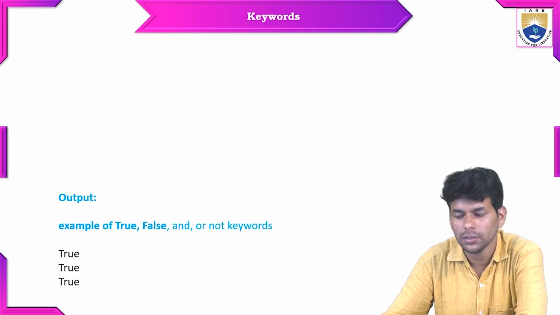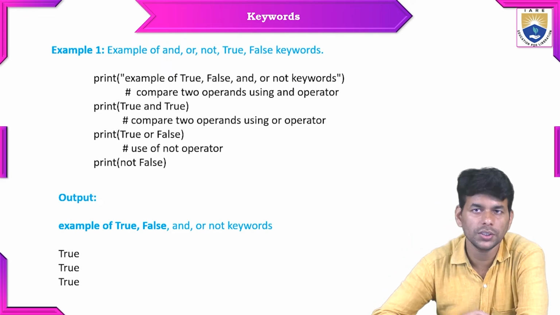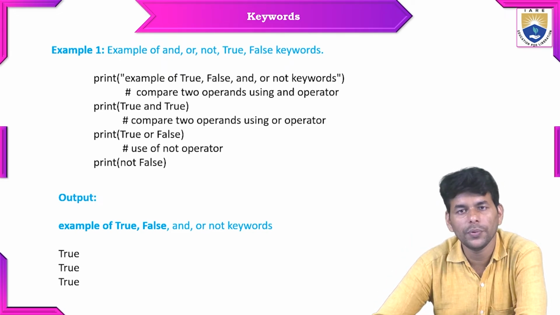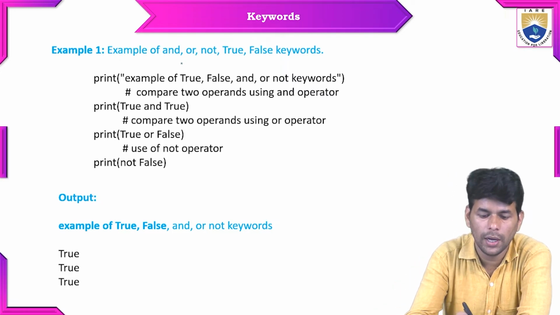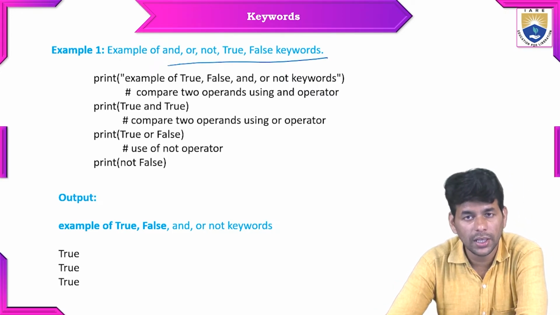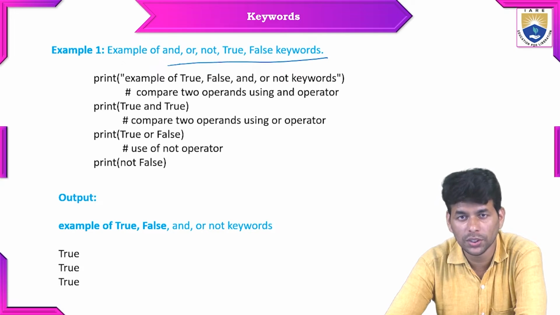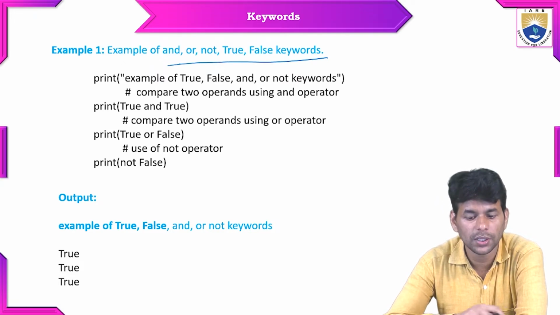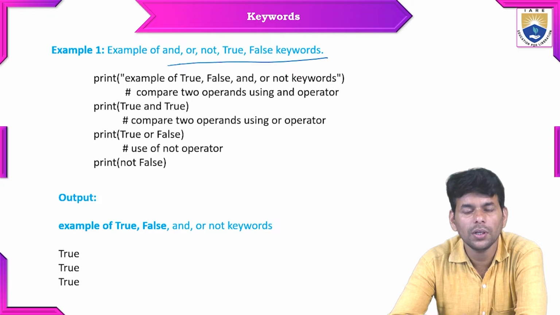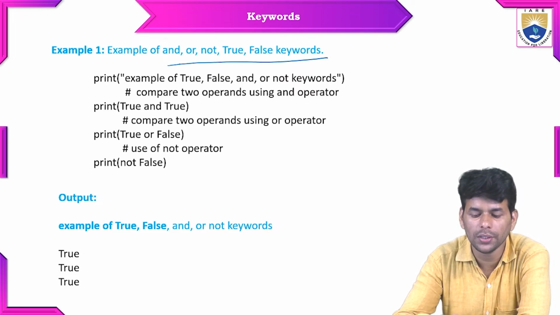Here we will see more examples. This is one type of example which I have taken for the and, or, not, true, false keywords. I have taken one more example for giving clearer information about the and keyword, or keyword, not keyword, true keyword and the false keyword. Very simple. Let us see here. Print example of true, false and not keywords.